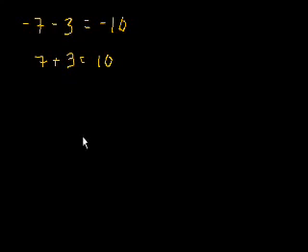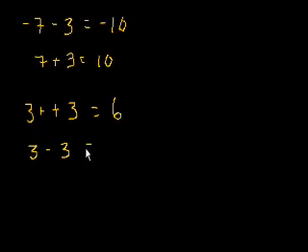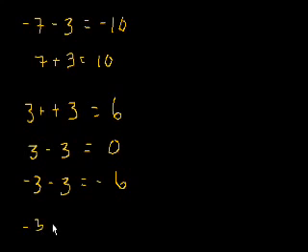I know I'm probably confusing you, but practice is what's going to really help us. So let's say 3 minus negative 3. Well, these negatives cancel out, so that just equals 6. What's 3 minus 3? Well, 3 minus 3, that's easy. That's just 0. What's minus 3 minus 3? Well, now we're going to get 3 less than minus 3. Well, that's minus 6.